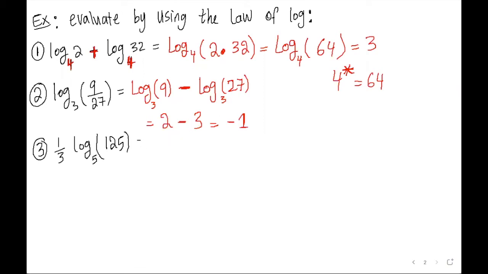For the last one, number 3: 1 over 3 logarithm of 125 to the base 5. I ask myself, 5 to which power gives me 125? 3, that's true. So this is equal to 1 over 3 times 3, and that gives me 1.